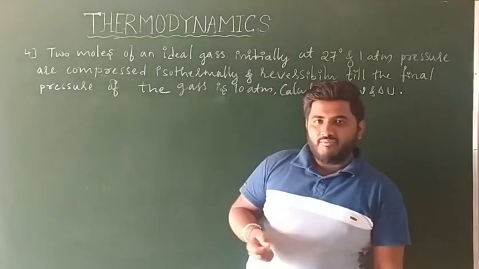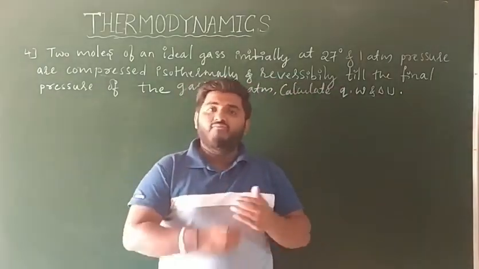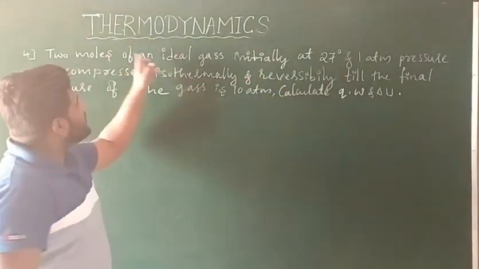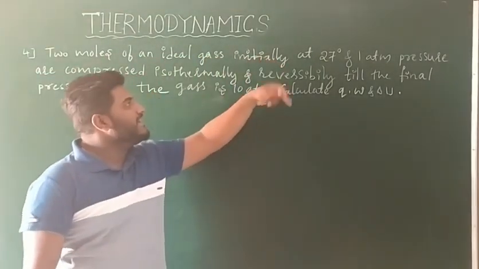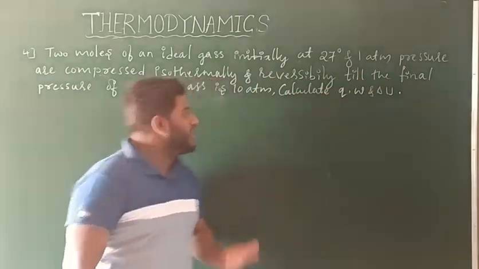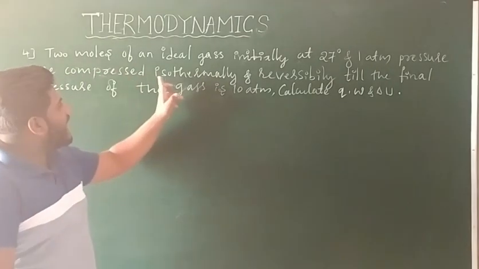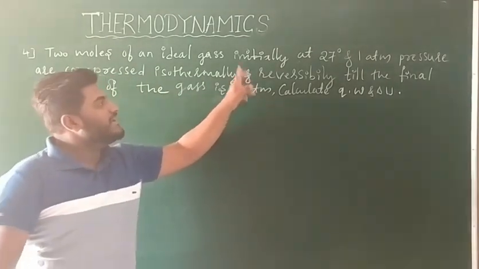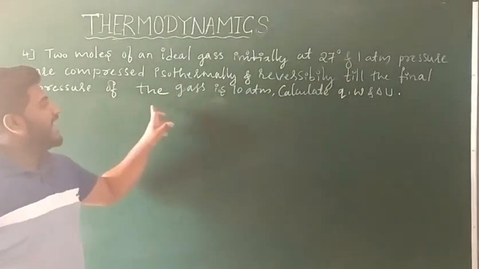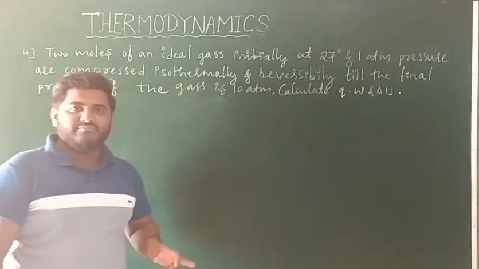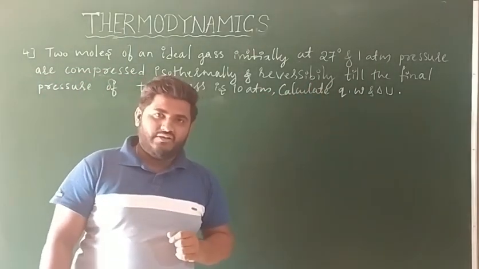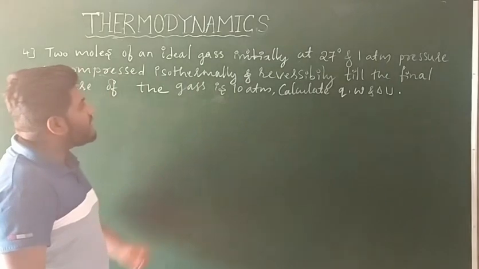See here, fourth problem, what they have given and what we have to find out. 2 moles of an ideal gas initially at 27 degrees Celsius and 1 atmosphere pressure are compressed isothermally and reversibly till the final pressure of the gas is 10 atm. Calculate Q, W and del U. Are you getting? So what they have given, guys?